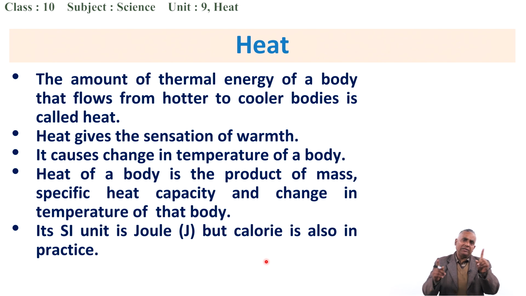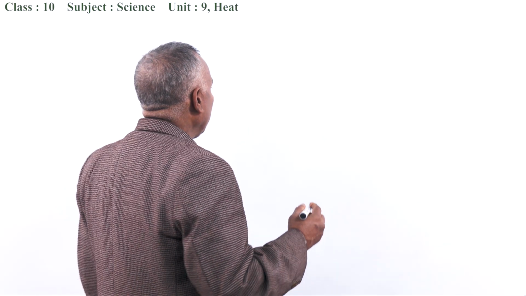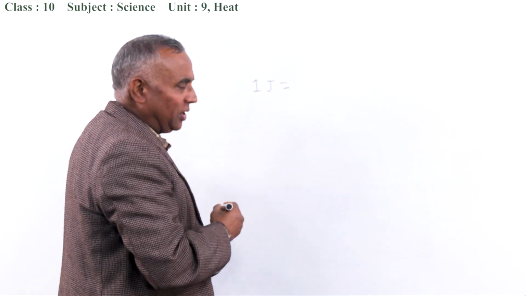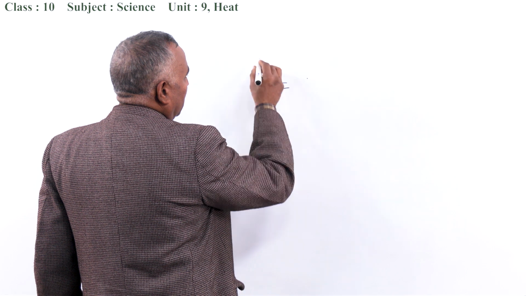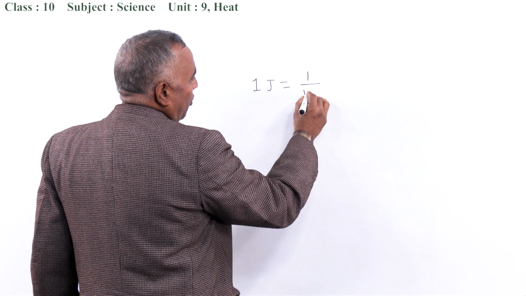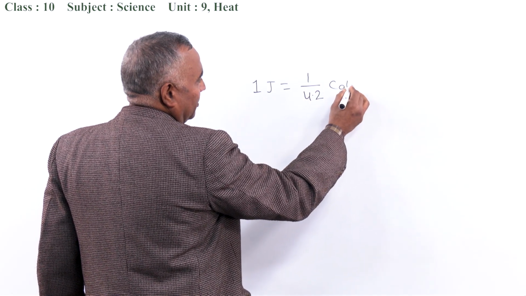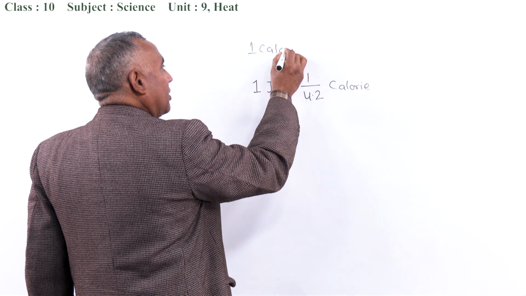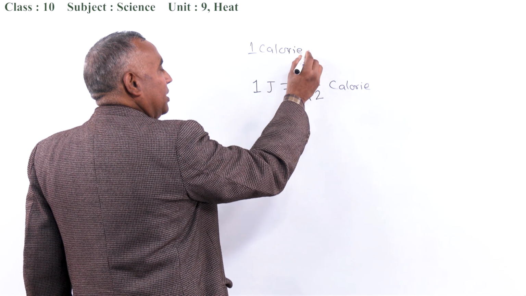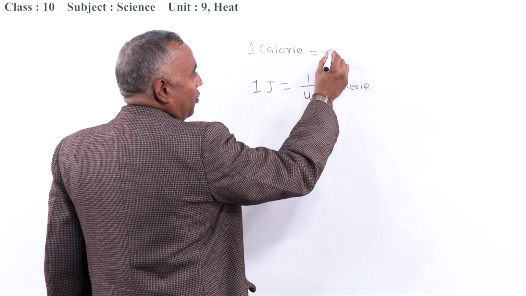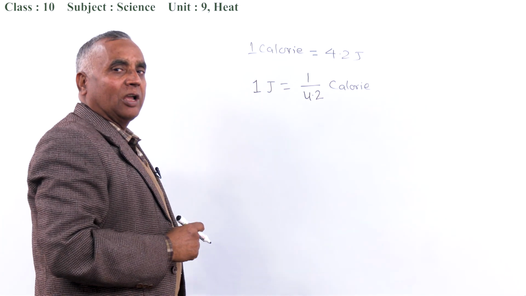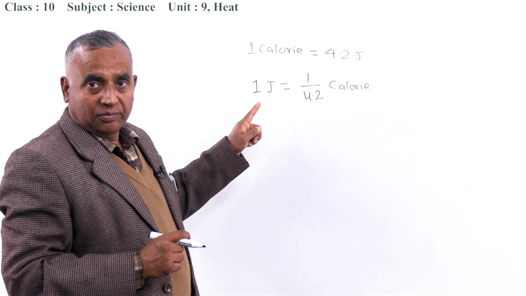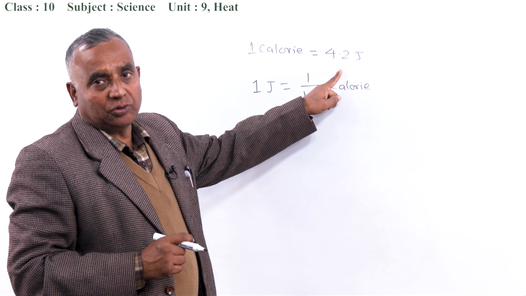What is the relation of joule and calorie? 1 joule heat is 1 by 4.2 calorie, or 1 calorie heat is equal to 4.2 joule. So a calorie is slightly bigger than a joule. 1 calorie is 4.2 joule.